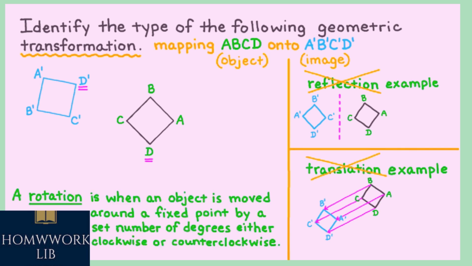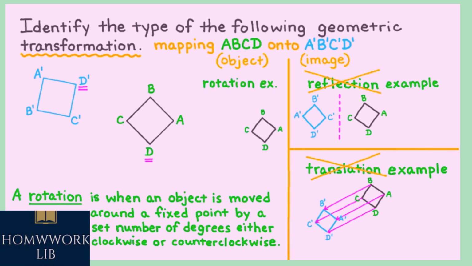The only type of transformation we have not yet considered is a rotation. A rotation is when an object is moved around a fixed point by a set number of degrees, either clockwise or counterclockwise, to give a new image. Thus, a rotation will change the orientation of the vertices.